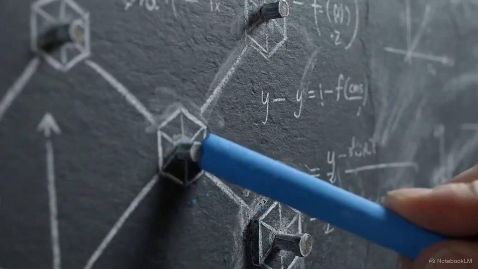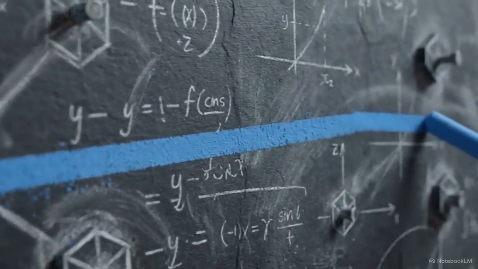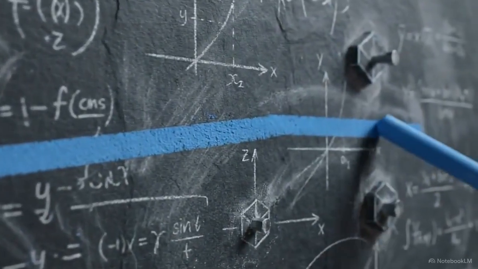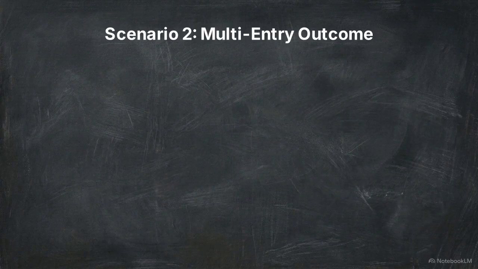Scenario 1 documents the baseline mathematical trajectory. It represents the objective outcome if the market follows the most direct route through the mapped geometry. Scenario 2 documents a more complex, multi-entry outcome.